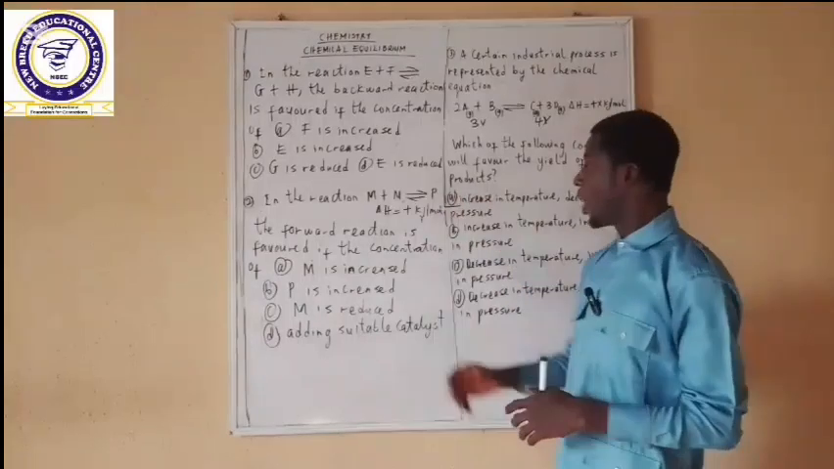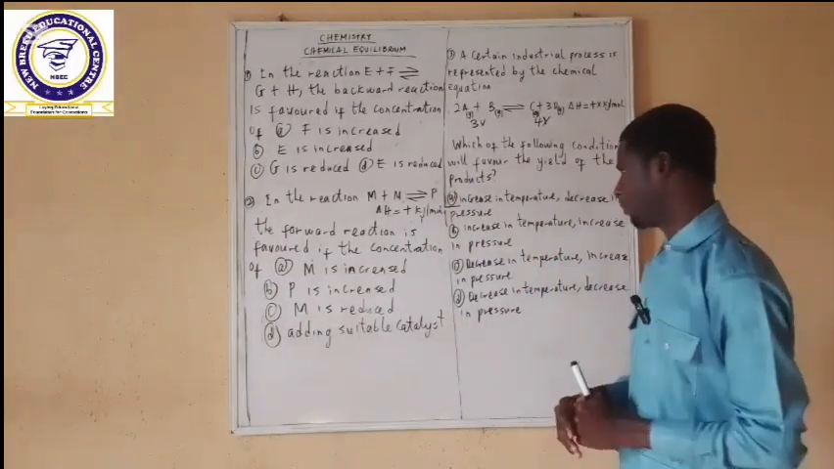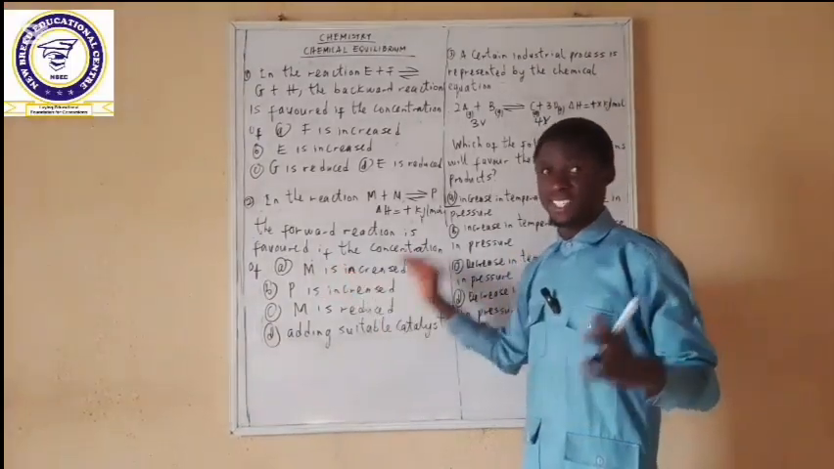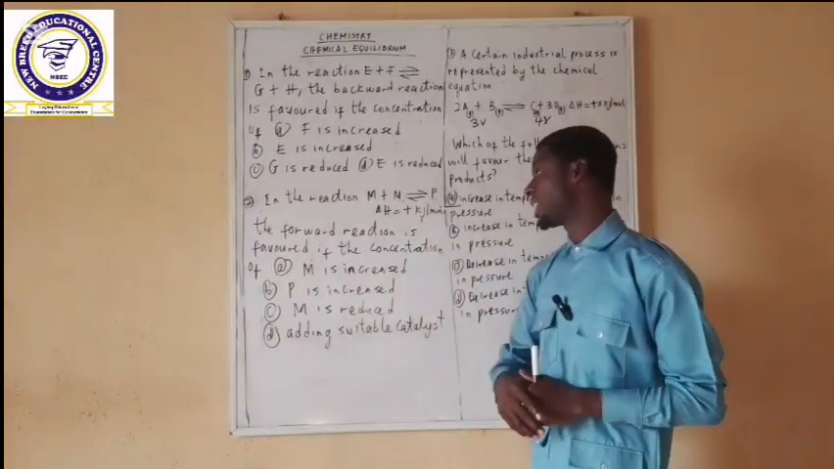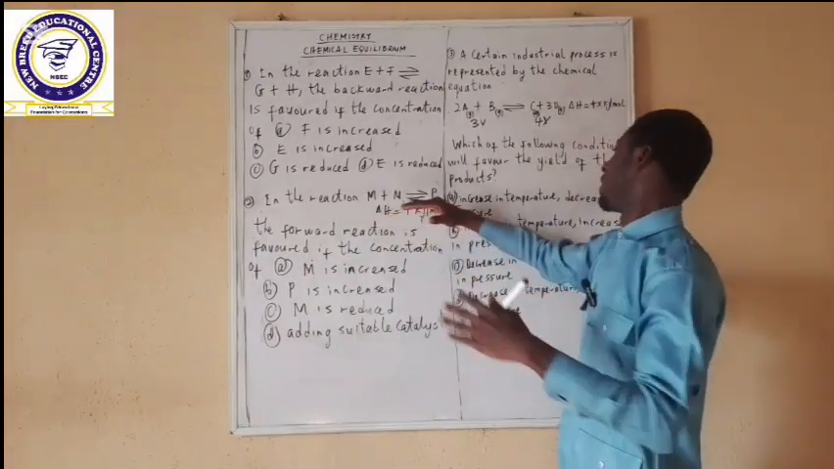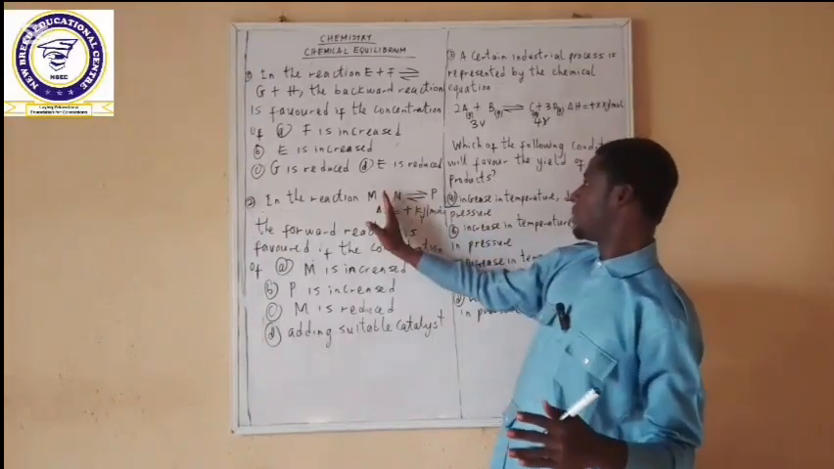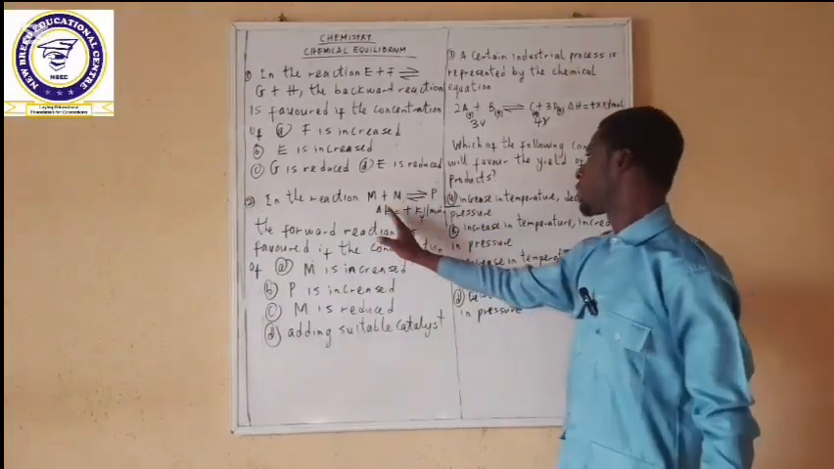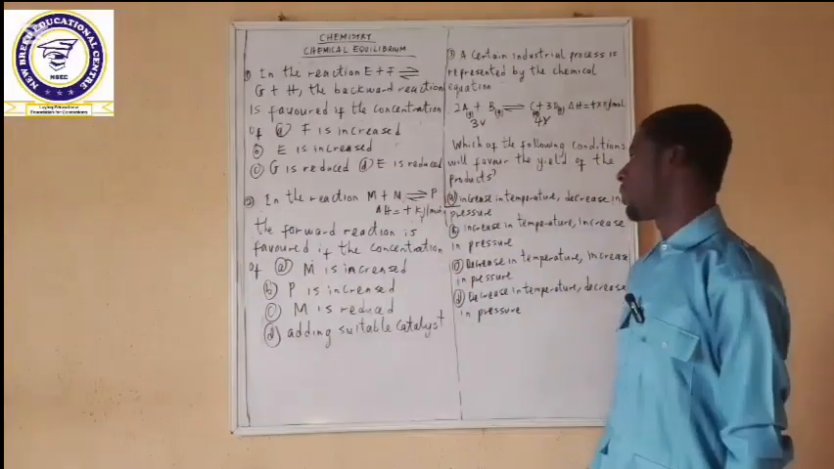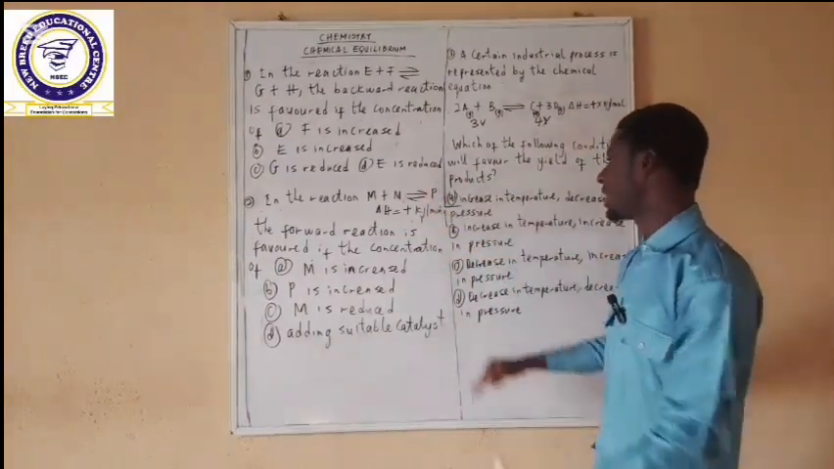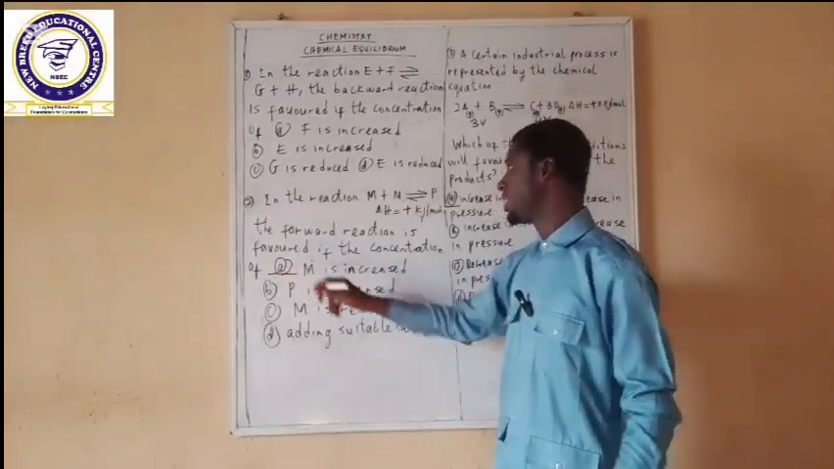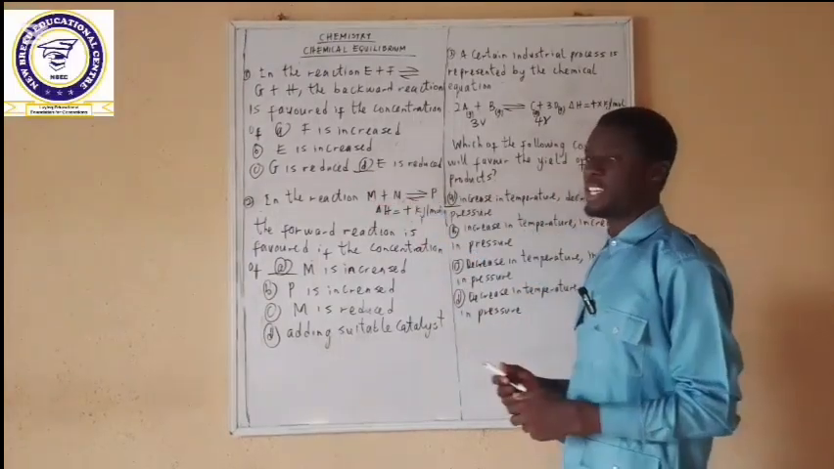So for us to pick our answer, what will be our answer? It's very obvious that our answer is M is increased, because M is one of our reactants. So if you increase the concentration of M, there will be no balance again. The concentration of the reactants is greater than that of the product, so some concentration has to shift from the reactant side to the product side, and that will make the equilibrium shift forward, so that they can be balanced. So our answer was M is increased. For the previous question, E is reduced.